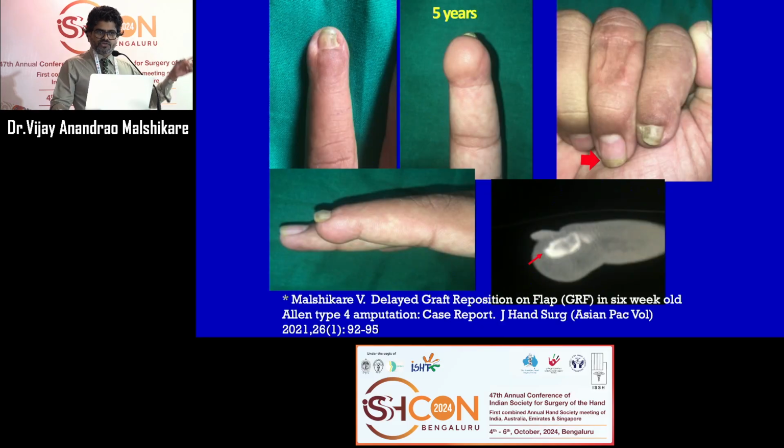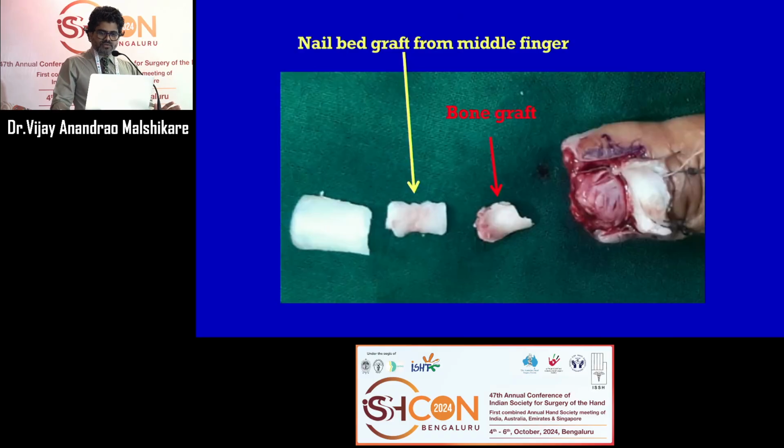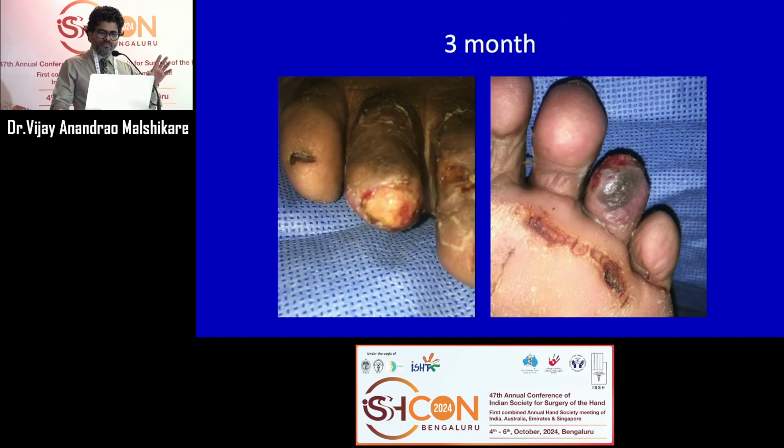This is the 5-year result. He's got a good nail. Even on CT scan, there is healing of the bone. Again, 15 days old, reattachment as a composite graft. We did JRF, and the bone graft was taken from that finger only. We harvested the middle finger nail bed, and this is the 2-year result. Toe amputation: we did JRF in only one patient.